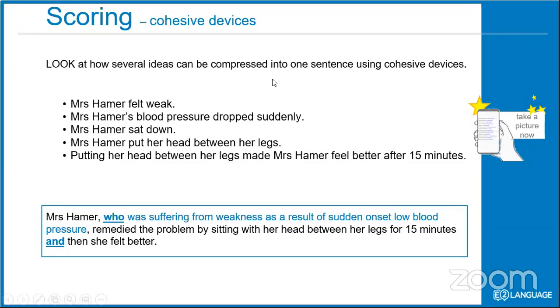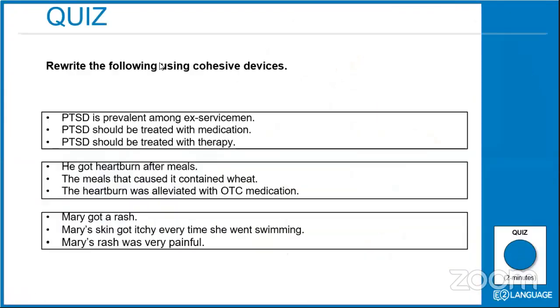Right now, here's your quiz task. You've got these groups of sentences here about PTSD, about heartburn, and about Mary. Take 2 minutes, please, to rewrite those as single sentences using cohesive devices.